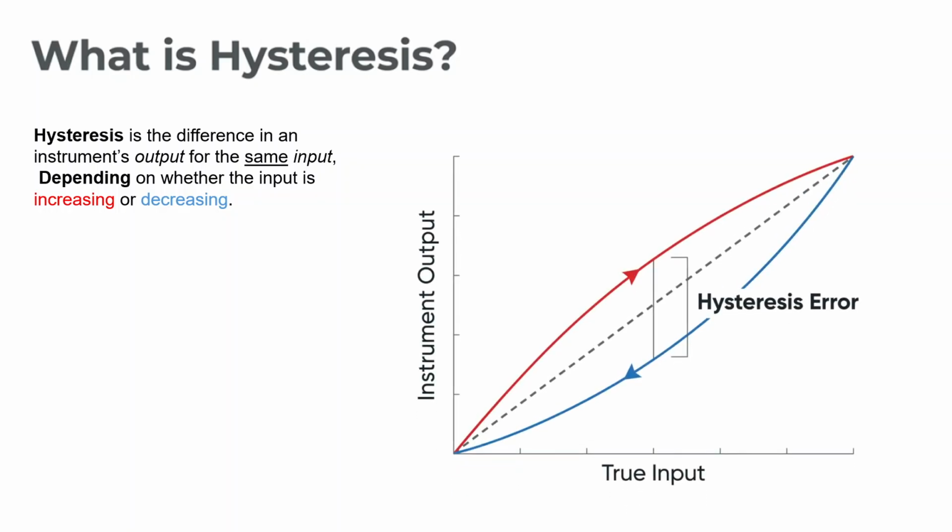Look at the graph on the slide. You have got two curves, one going up, one coming down. In a perfect instrument, they would sit right on top of each other, both following that ideal straight line. But in the real world, they don't. They separate. And that gap between them, that's your hysteresis.